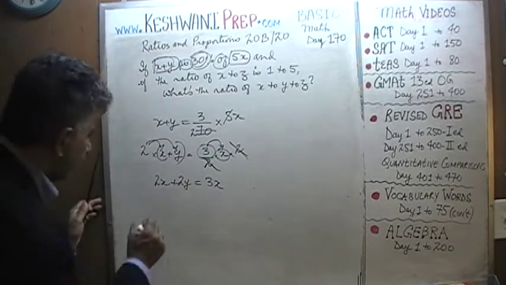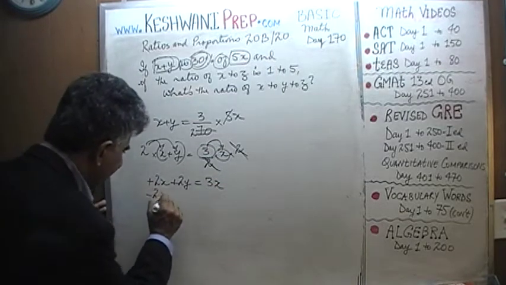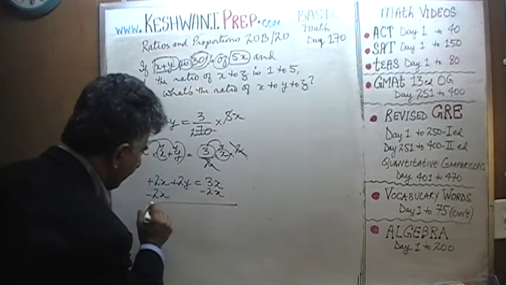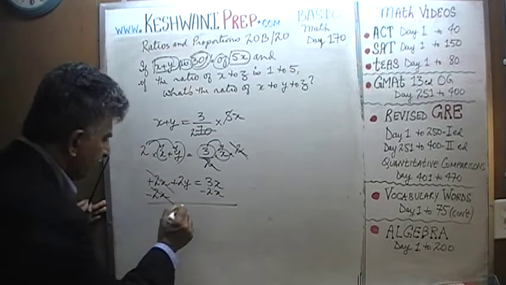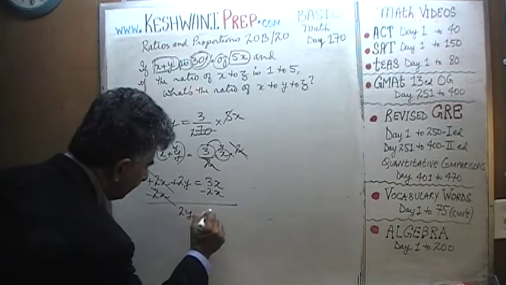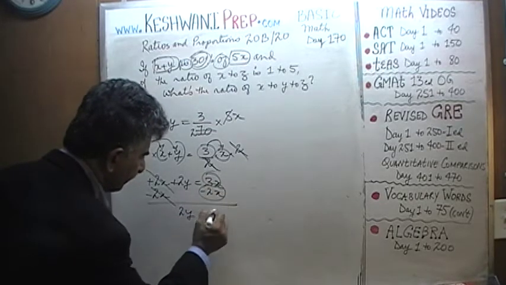Subtract 2x from both sides. This is positive 2x, subtract 2x from both sides, and that will get rid of this 2x, and we end up with 2y equals 3x minus 2x, which is just x.